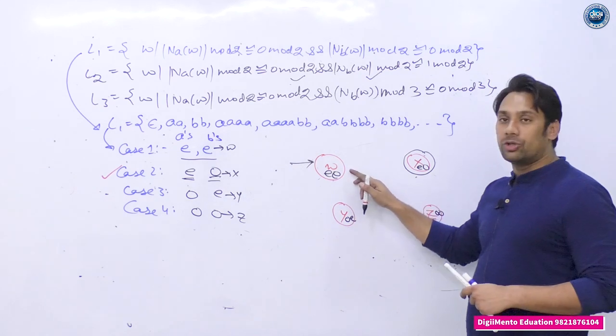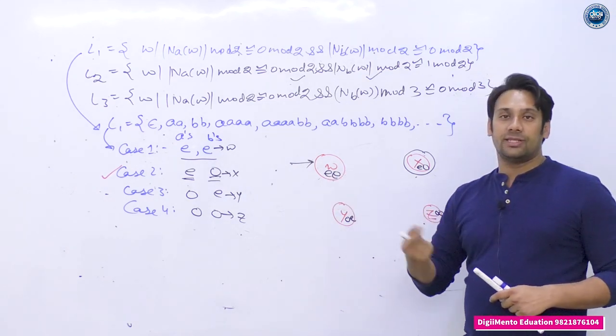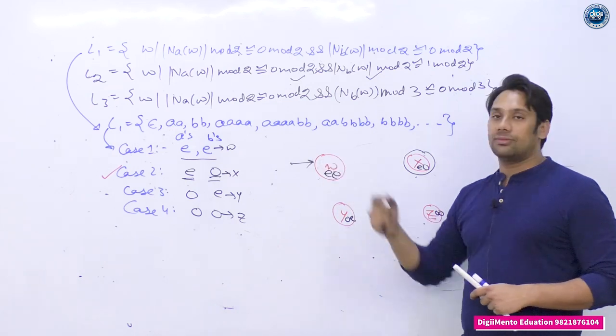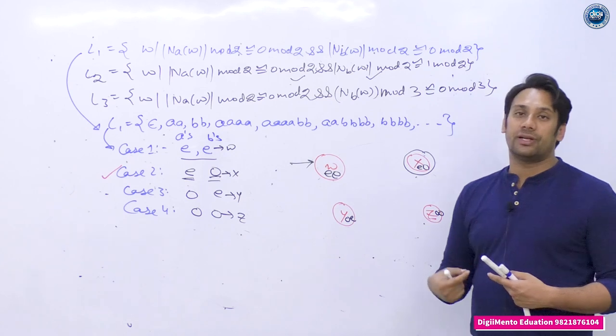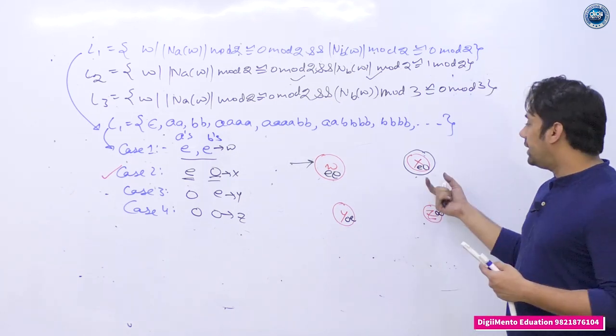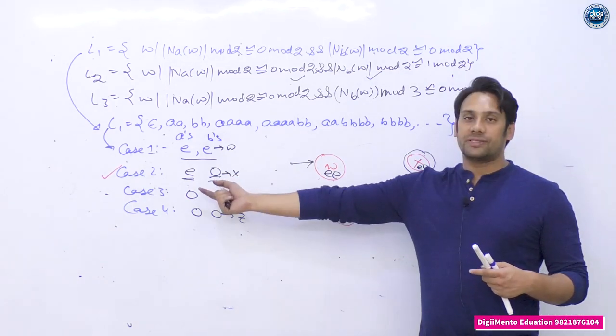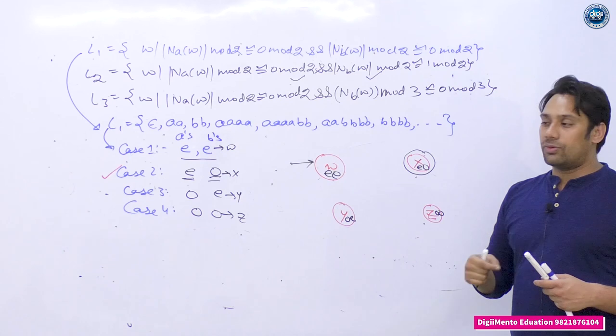So maine isko initial state kyun banaya? Because this is representing the length 0. W is representing a length 0. That is why it is an initial state. So whenever you are at an initial state, always represent a length 0. Why I made X as a final state? Because it is the case that I want to accept. The problem L2 hai, L2 mein, this is the case that I want to accept.